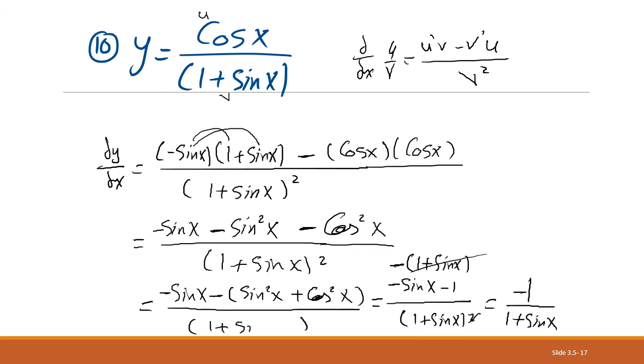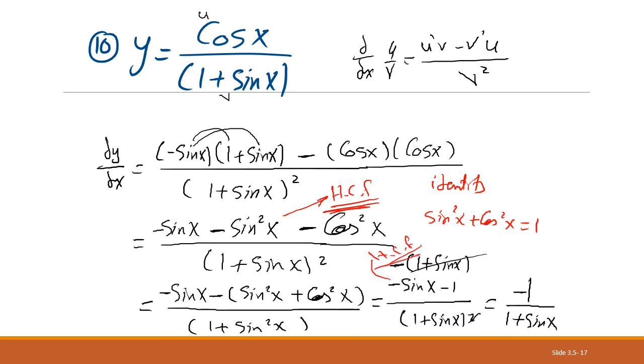So I used one identity, the identity of sine squared angle plus cosine squared angle is equal to 1. And here I used the highest common factor, which is negative 1, and the same here, I used another highest common factor. And these are the steps of simplifying.